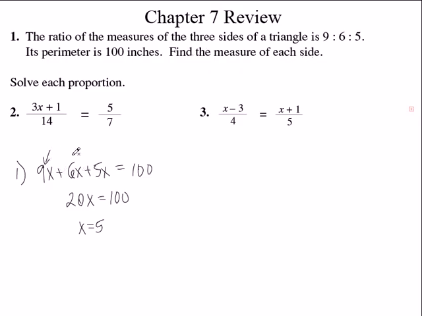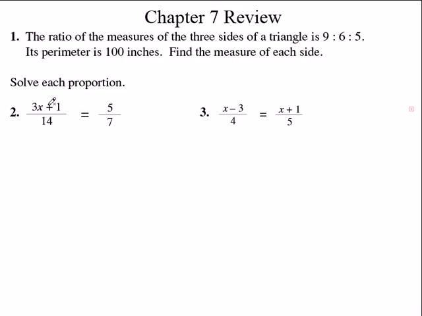Remember what each of these are. Each of these, with the x multiplied by it, is the length of each side. So now we find that common factor of 5, and we multiply everything by 5. So the one side will be 9 times 5, which would be 45. And then this side right here would be 6 times 5, which is 30, and then this third side would be 5 times 5, which would be 25. Those are the lengths of the three sides of this triangle.